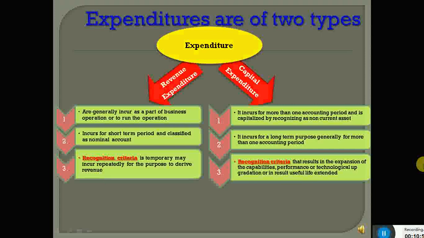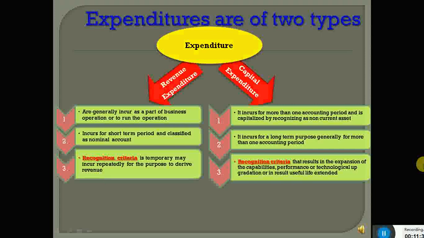And one thing you should be aware of is that an expenditure that is incurred continuously within the accounting period means the benefit derived from the expense is short term and it requires recurrence frequently. It means that it's revenue expenditure. Recognition criteria: a temporary expense may be incurred repeatedly for the purpose of deriving revenue.